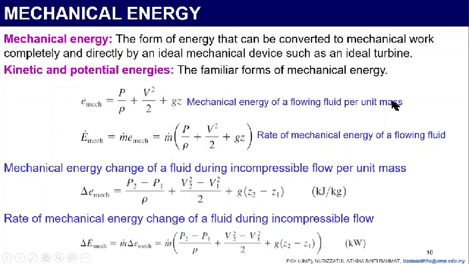Here we can see the equation of mechanical energy of a flowing fluid per unit mass and also the rate of mechanical energy of a flowing fluid. Mechanical energy change of a fluid during incompressible flow per unit mass is as below. This is the equation for mechanical energy change of a fluid during incompressible flow. I believe all of you already learned during your degree the definition of incompressible flow. Alright, the rate of mechanical energy change of a fluid during incompressible flow is as below.